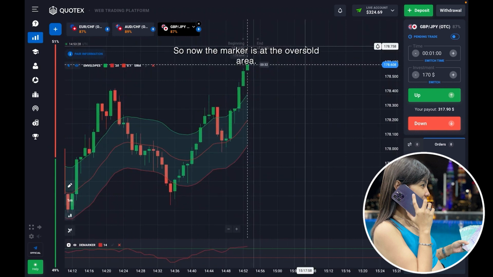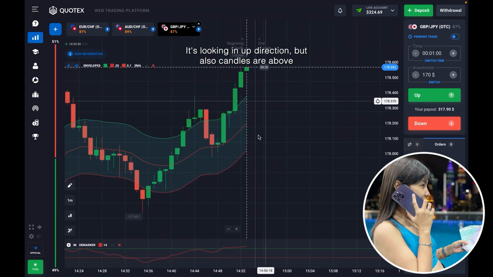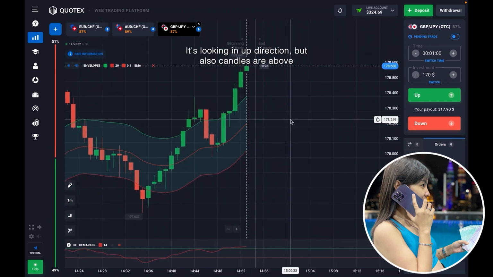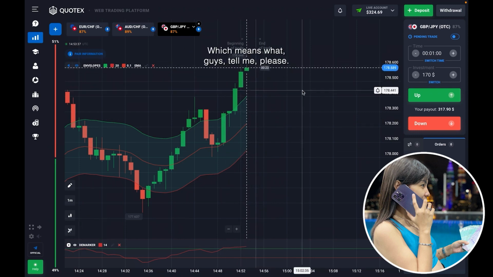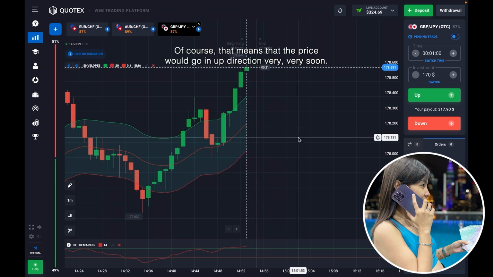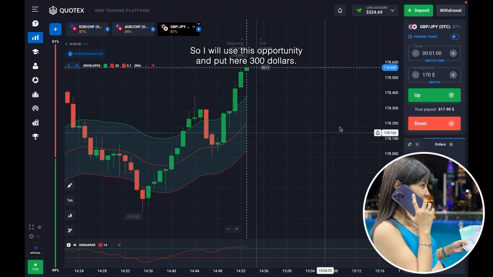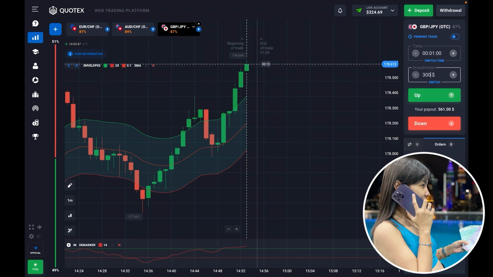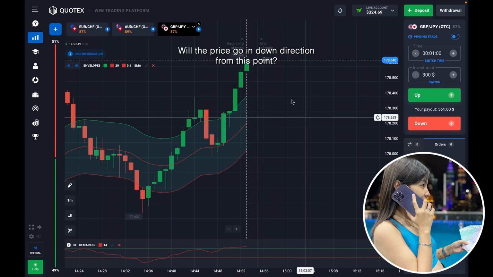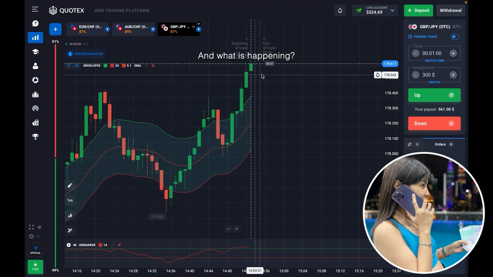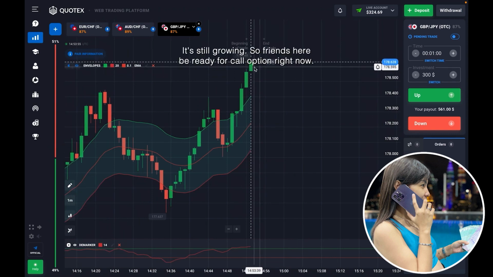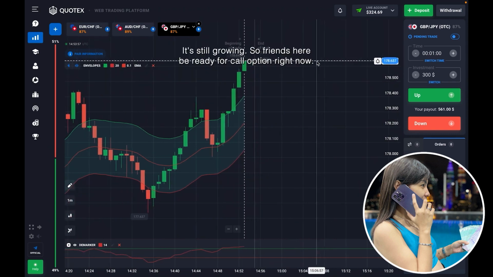Now the market is at the oversold area and it's looking in up direction, but also candles are above our analytical corridor, which means that, guys, tell me please. Of course, that means that the price would go in up direction very soon. So we'll use this opportunity to put here $300. But let me think one more time, will the price go in down direction from this point? I need the confirmations and what is happening. So it's still growing. Friends, here, be ready for collapse right now.